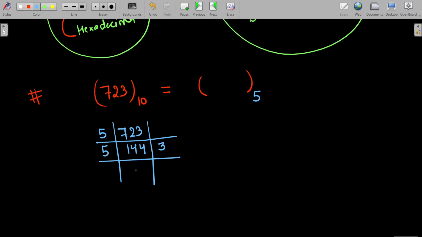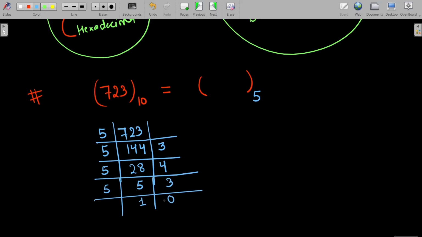Now again, you have to divide by 5. Remainder is 4. Again with the 5, 5 times 5... again divide by 5. So one time, the remainder will be 0. Okay, one more time we can divide it, 0 times, and the remainder will be 1 itself. So now you have to write your answer from bottom to top. So its answer should be 10343 in this base 5.